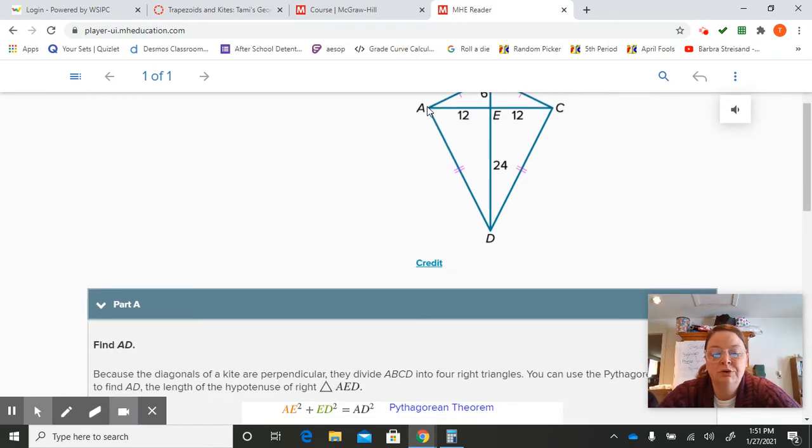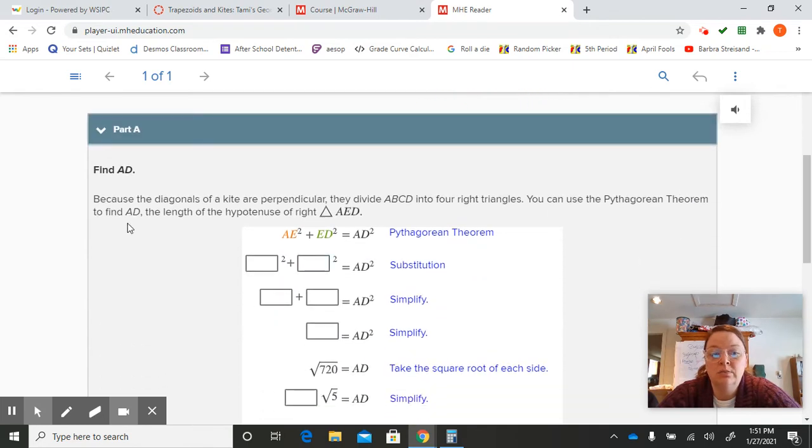The first thing we want to do is figure out what is the length from A to D. Because the diagonals of a kite are perpendicular, they divide ABCD into 4 right triangles. You can use the Pythagorean theorem to find AD, the length of the hypotenuse of the right triangle AED. So we're going to put in the stuff that we know, AE and ED, into the Pythagorean theorem to figure out what the length of AD is.